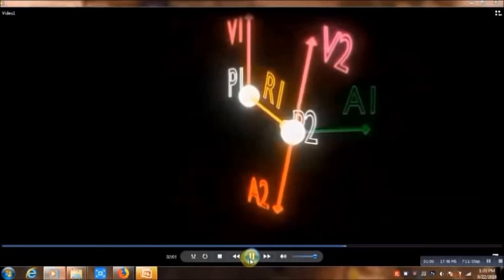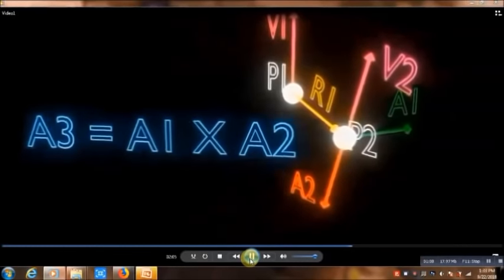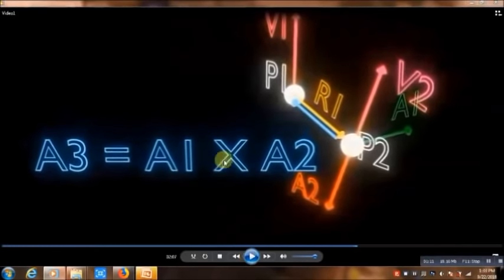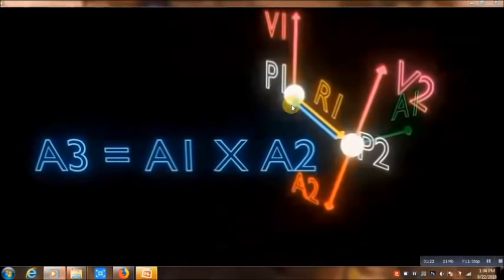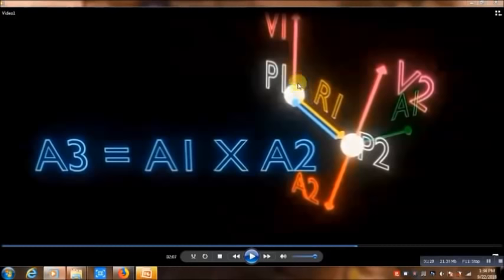The final acceleration field, a3, is denoted by light blue. It's computed as the cross product of a1 and a2, and it's a bit hard to see, but we can see it pointing from p2 towards p1. Now I haven't actually animated the effect of a3 on p2, but we can see that what's going to happen is it's going to pull these two different particles together.